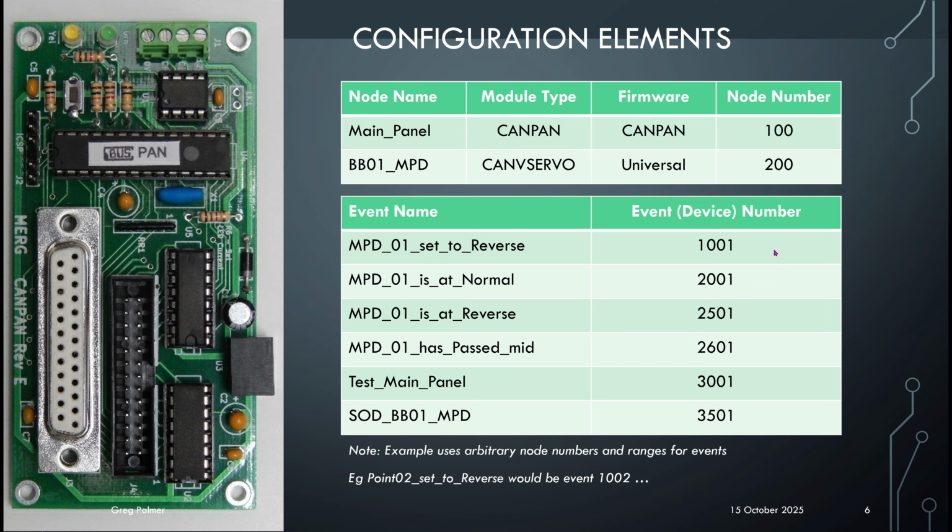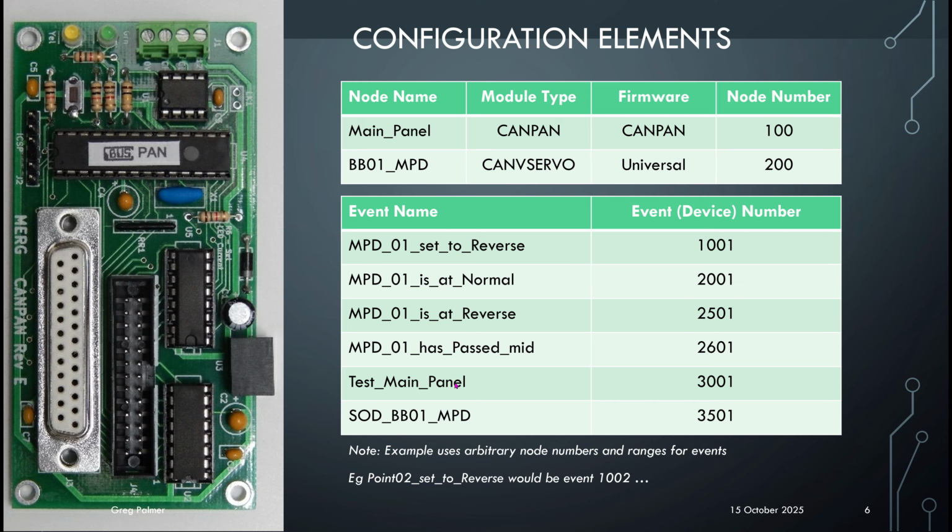Why did I use a big chunk of different ranges here? The answer is pretty simple. If I come along and want to do MPD02, it'll be 1002, MPD03, 1003. So I can easily extend those numbers through there and all my points will be together in the number order. Not important, probably one of those OCD type things. I do like to do things that way though.